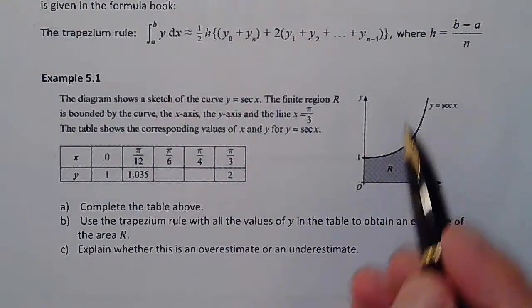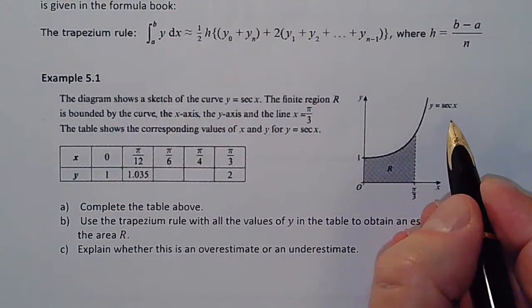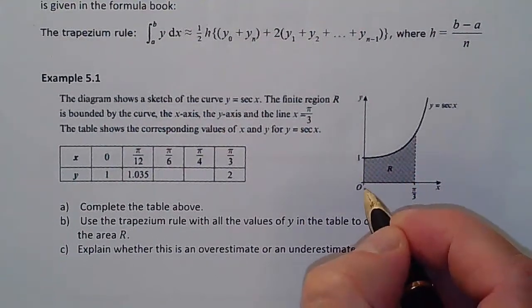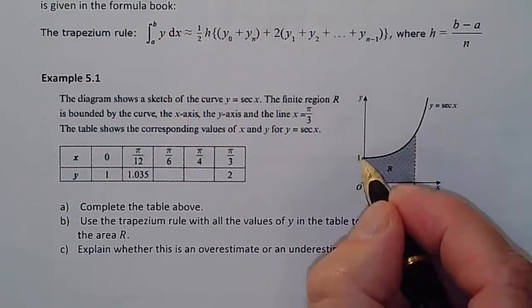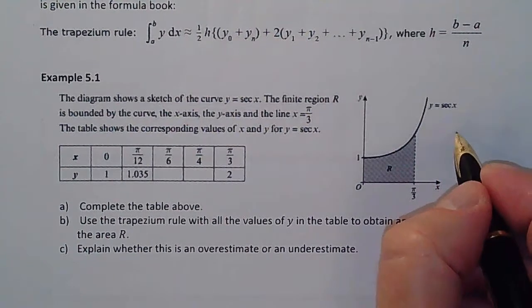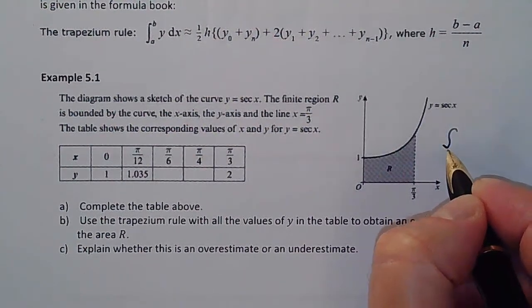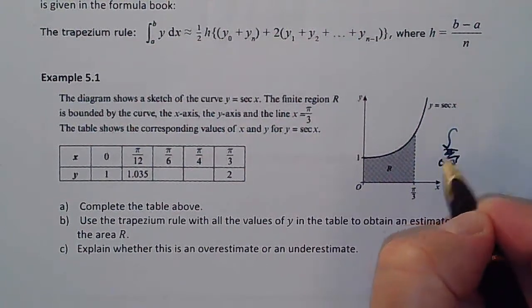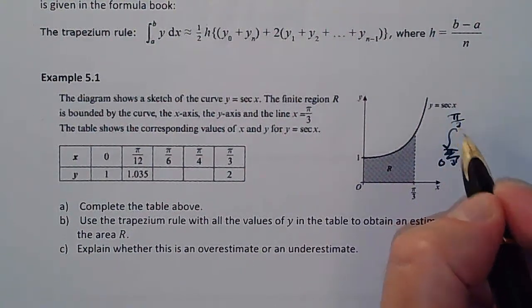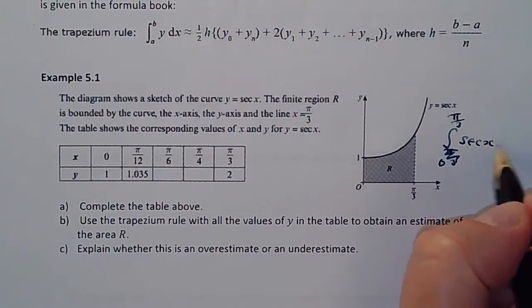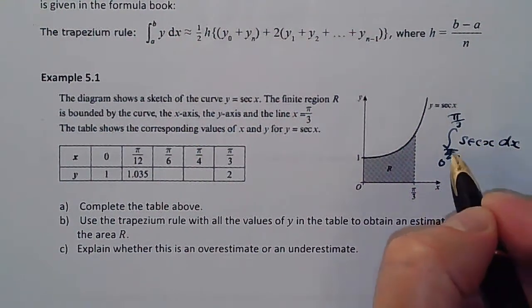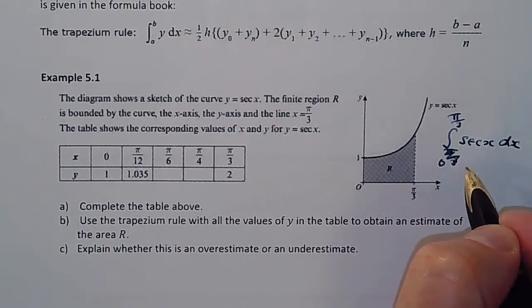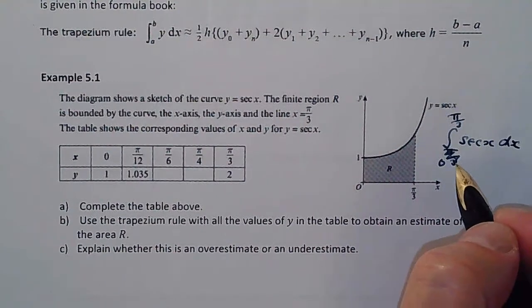So in this example, we've got a curve y equals sec of x. And we've got the area between the vertical lines at 0 and pi by 3. So the actual integral that I'd like to do is, lower limit 0, to pi by 3 of the function sec x dx. And of course you could type this into your calculator, I suppose. Your calculator can do this approximation.